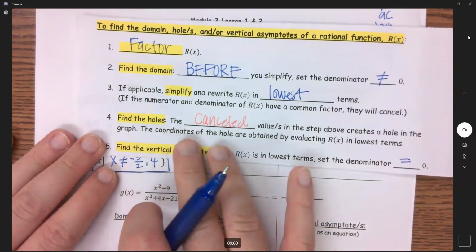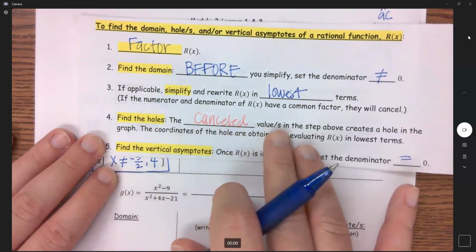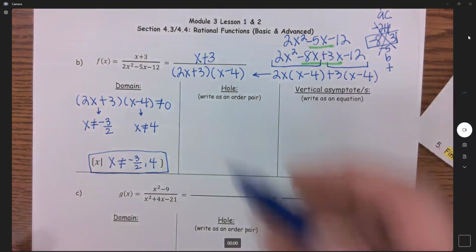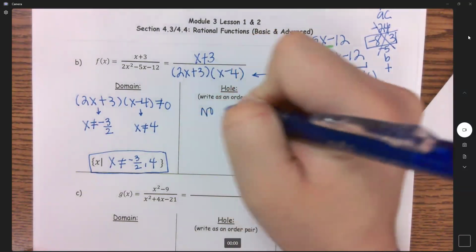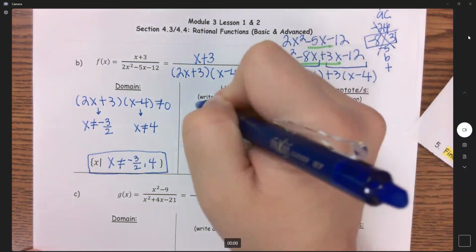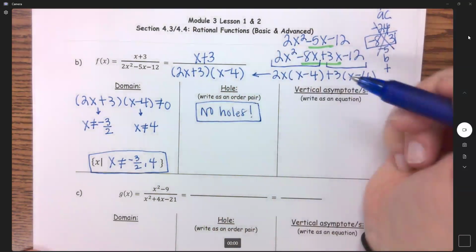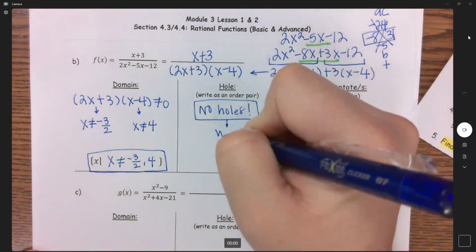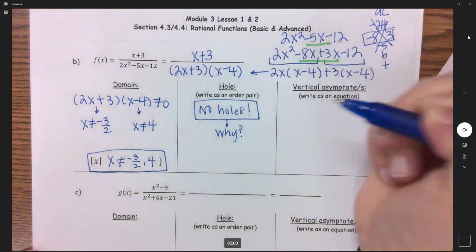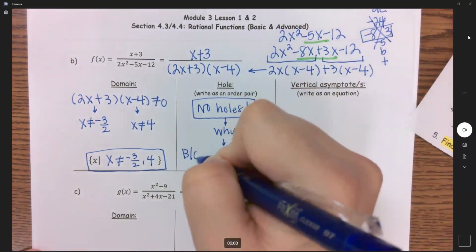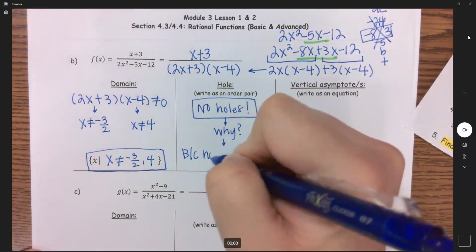So now step 4, find the holes. The canceled values from the step above create holes in the graph. Well, if I haven't had anything cancel here, that means we have no holes. And if you're good with just that in your notes, then that's good. But if you want to write in there, why do we have no holes? Because nothing canceled.